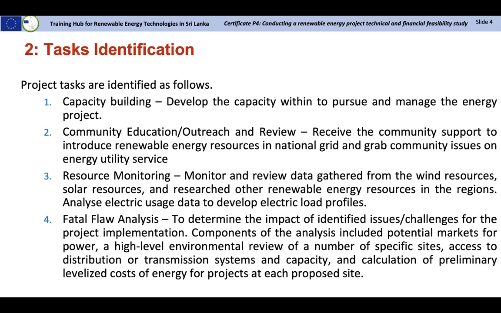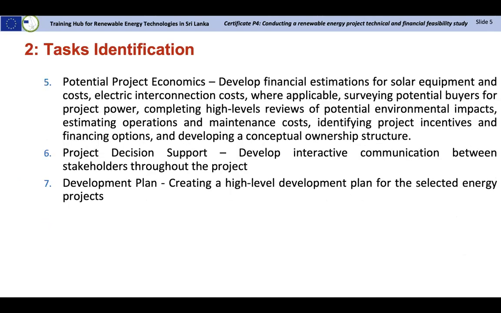And the next step is the potential project economics. What the project economics will be is very important. It starts from the initial step, from equipment purchase, from initialization, from employee-wise, each and every aspect of financials should be identified under potential project economics, and they should be well structured in order to identify the project incentives and financing options to fund this project.